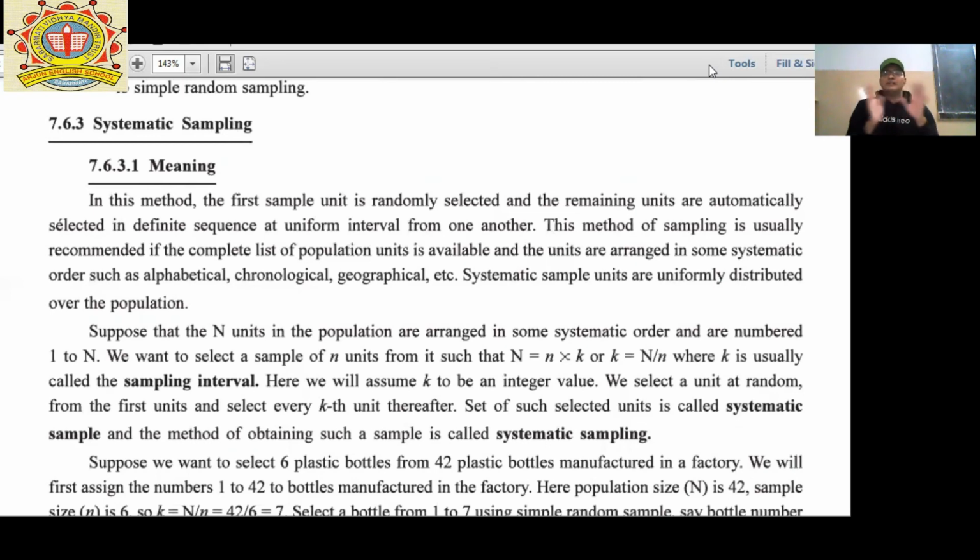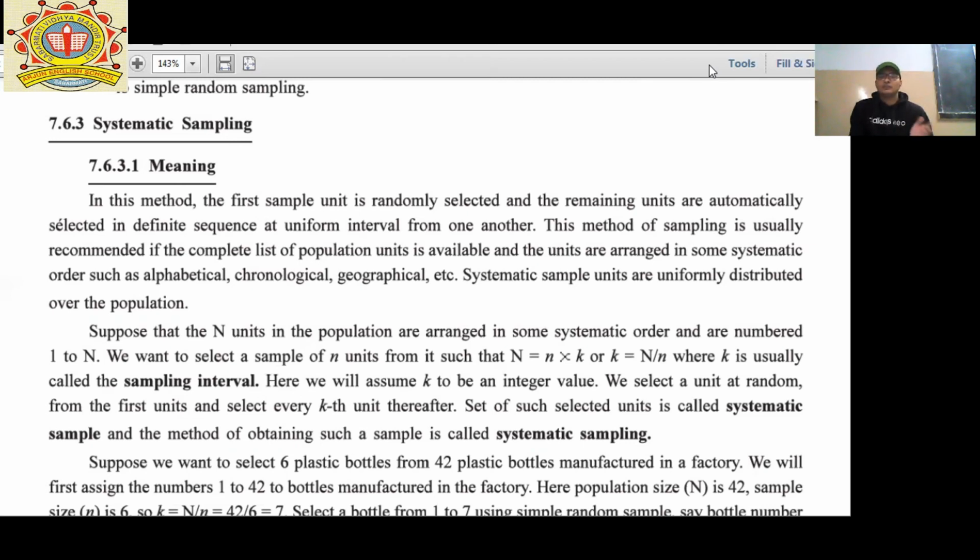Here, all the random data that we have collected, first of all, we have to arrange it either alphabetically, chronologically or geographically. And then after that, the random sampling technique is applied. Here there are some examples. Suppose the N units in the population are arranged in some systematic order and are numbered 1 to N.